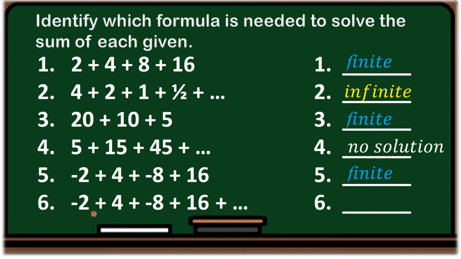Now, number 6: negative 2 plus 4 plus negative 8 plus 16 and so on. 4 divided by negative 2 is negative 2. Negative 8 divided by 4 is negative 2. 16 divided by negative 8 is negative 2. So, obviously, it's geometric. Now, get the absolute value of negative 2. It's positive 2. Again, we cannot apply the formula for infinite. Therefore, it has no solution.